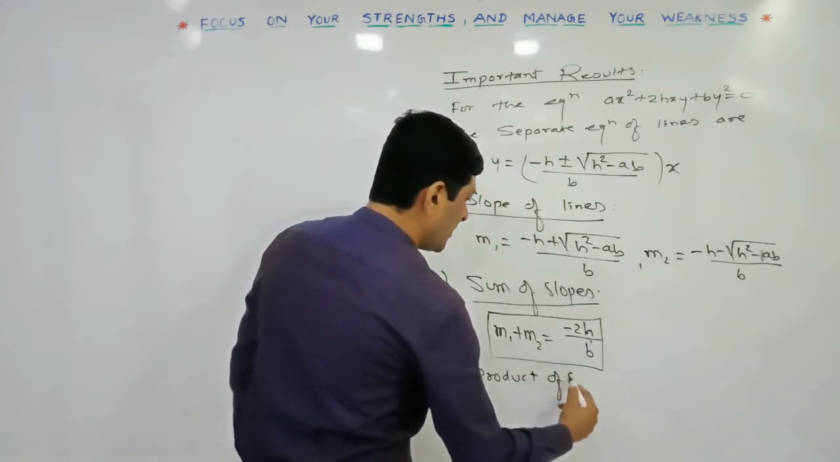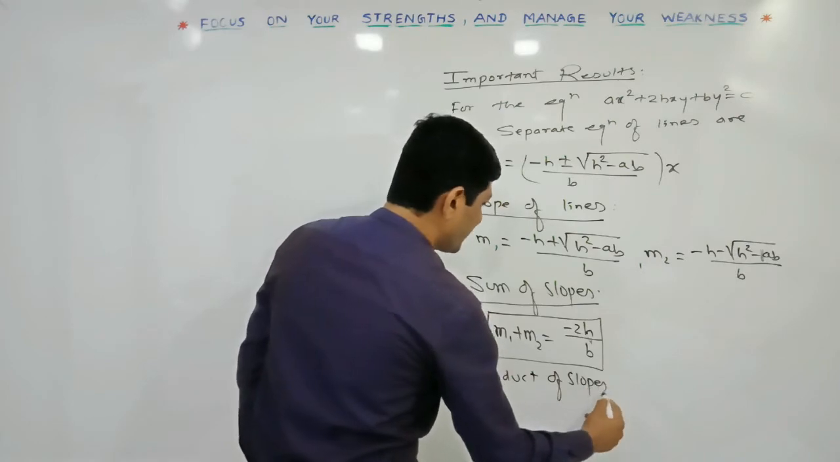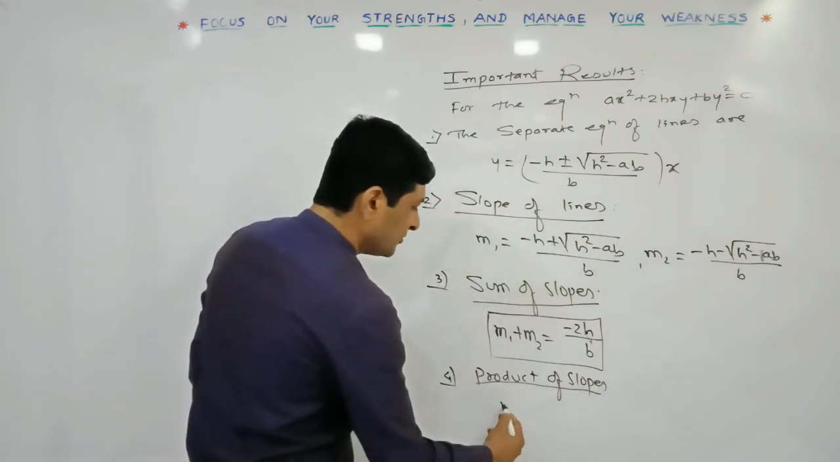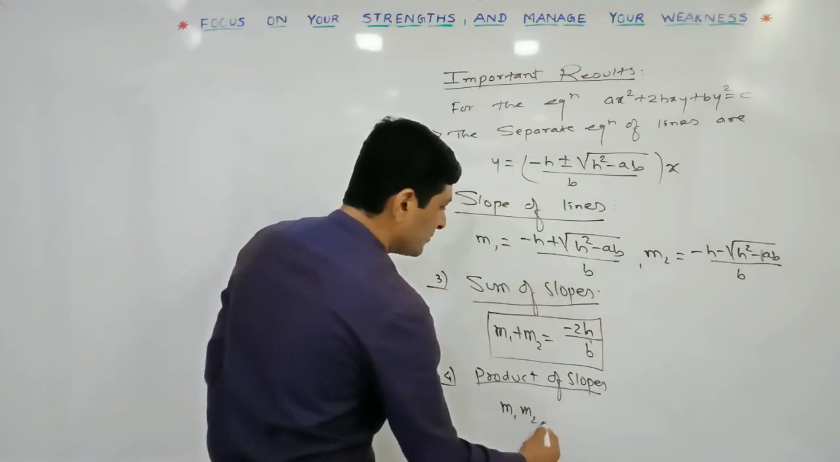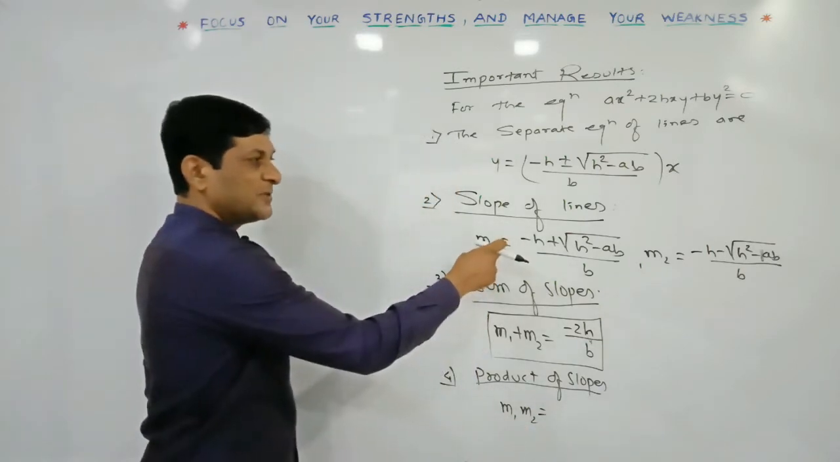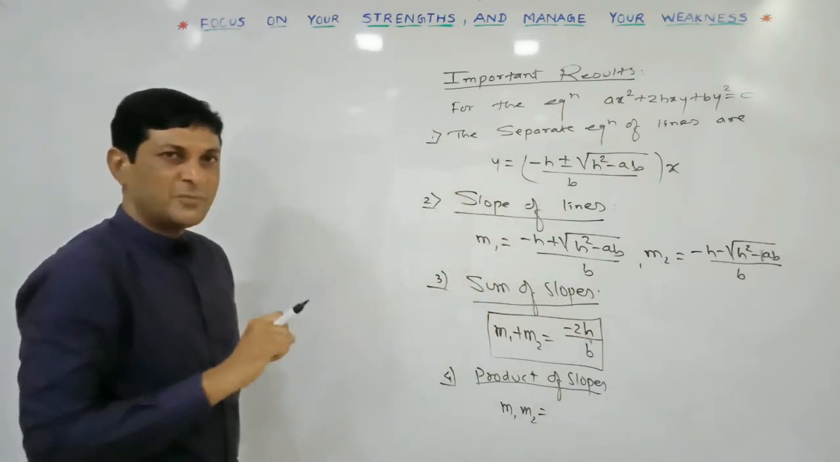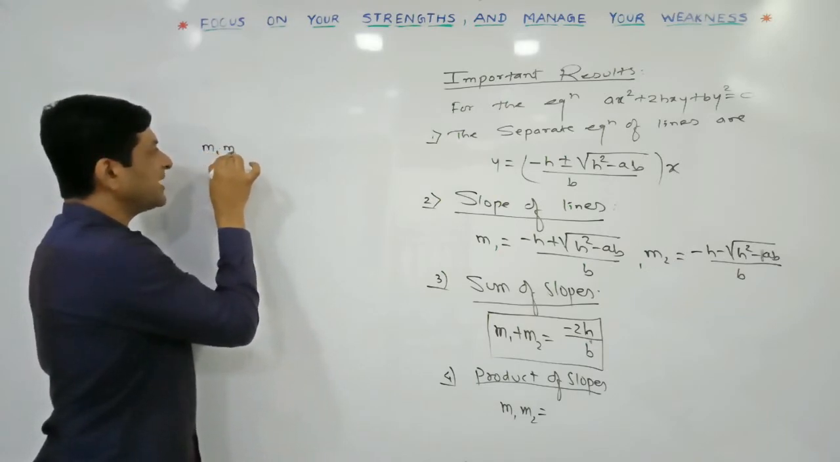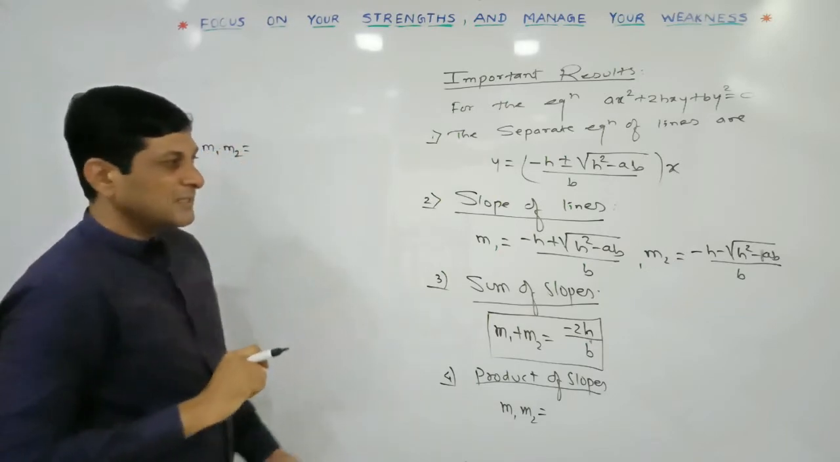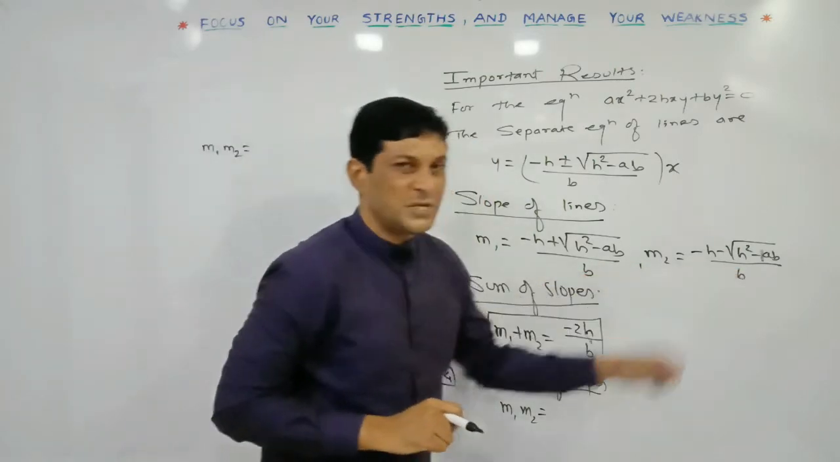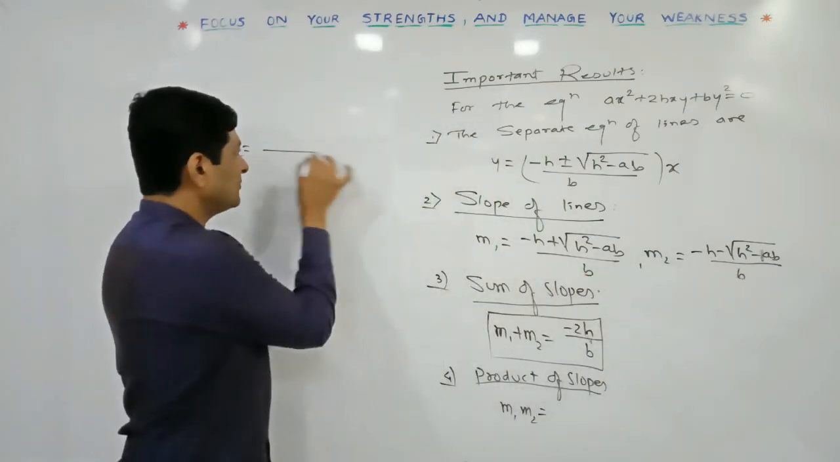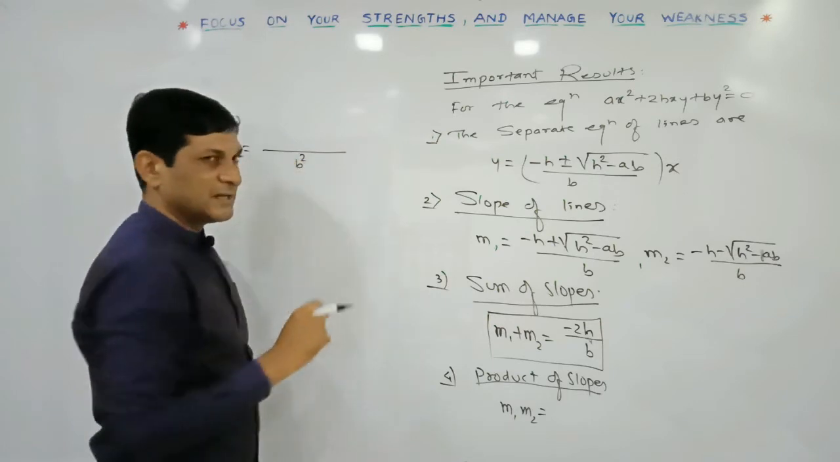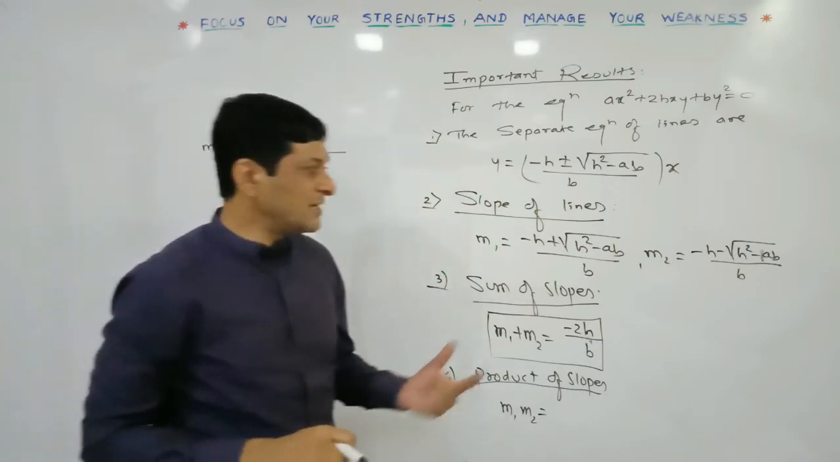Product of slopes means we are finding the value of m1 into m2. m1 into m2 is equal to... now the value of m1 is available, the value of m2 is also available. If we take the multiplication of m1 and m2, see what we will get. In the denominator, b into b will become what? b square. We will get b square in the denominator.